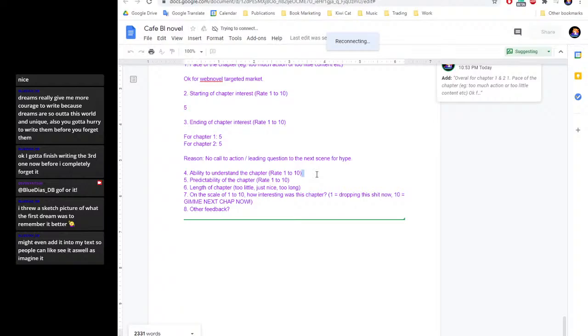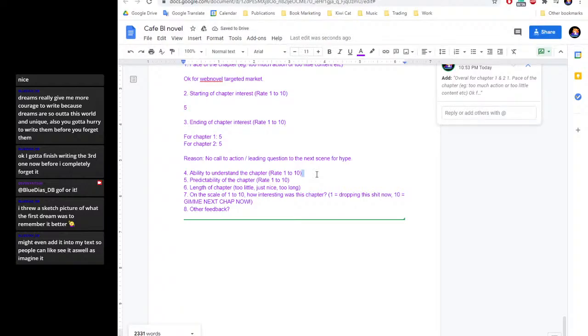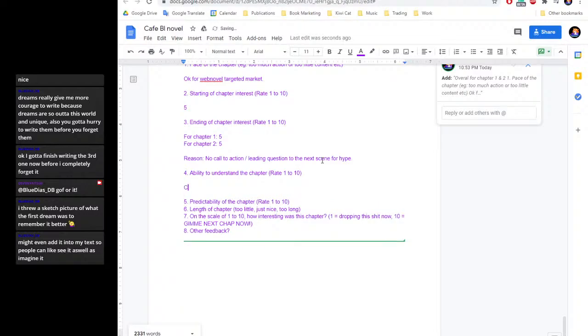Okay, so the ability to understand the chapter, not very well. This is really not very well. I could do it, but chapter 2 was considerably worse than chapter 1. So I'm going to split this up. Chapter 1 was okay-ish. Yeah, chapter 1 was okay.